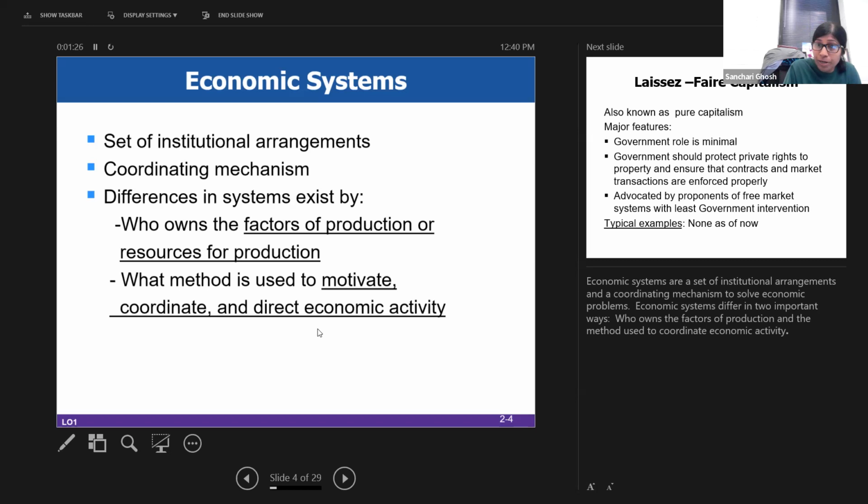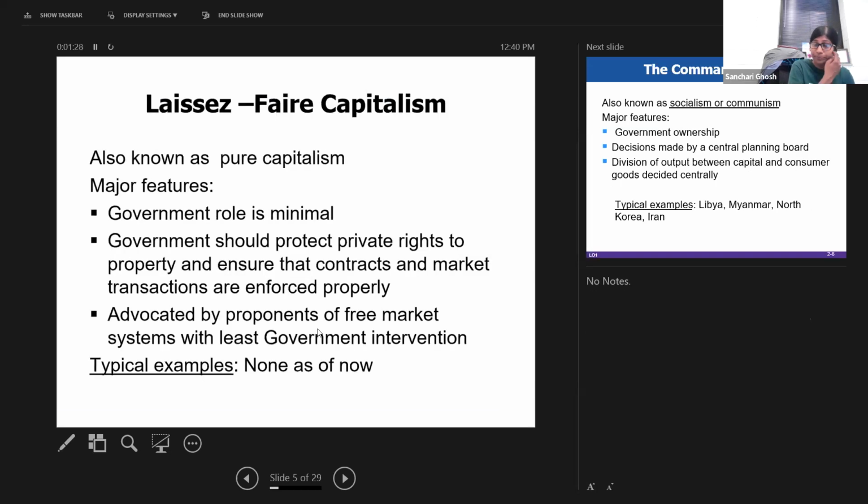Who owns the factors of production and how are they coordinating the business? There are two opposite extremes. Pure capitalism, in French laissez-faire, talks about minimal government intervention apart from protecting one's private rights. They are the free market proponents. There is not much of a typical example. The closest examples we can think of are Hong Kong, not the one that has now been controlled by China but maybe the previous Hong Kong, and Australia, economies like these where government intervention has always been minimal.